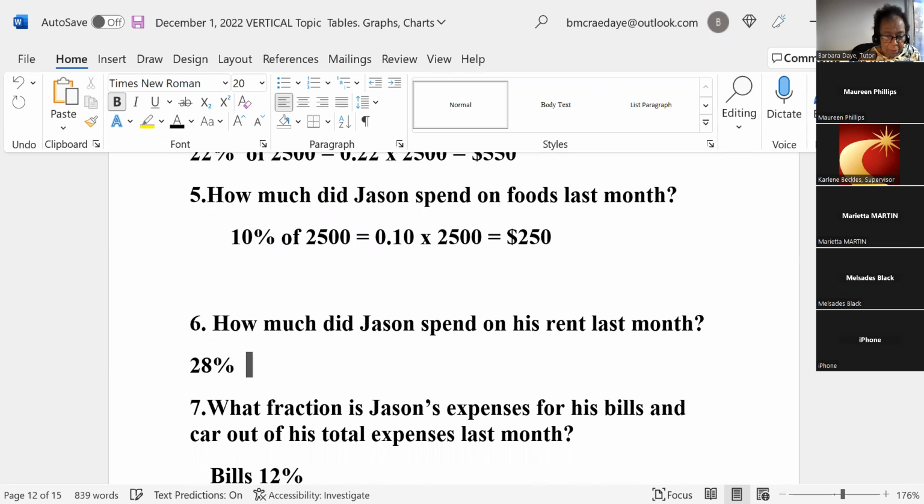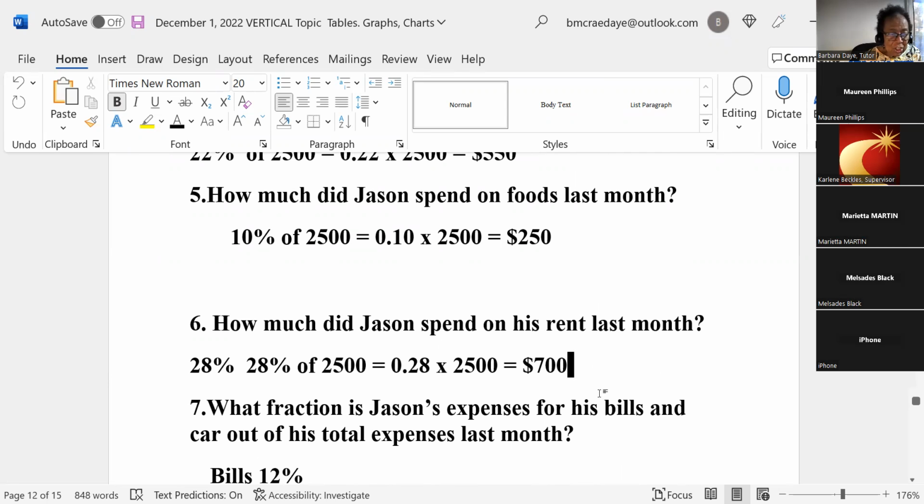Maureen, what did you get for that one? Yes. How much did he spend on rent? 28% of the total he spent for the month. 700. 700. Very good. That's the answer. That's what I get. Very good. Mercedes, you got 700? Yes, miss. Okay. So everybody's got that one. Very good. Okay. Now the last one.